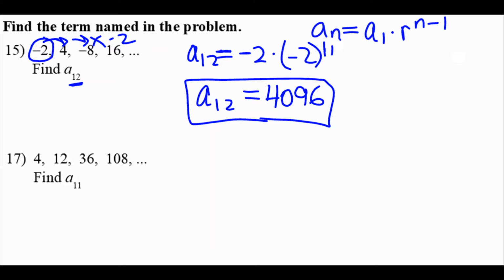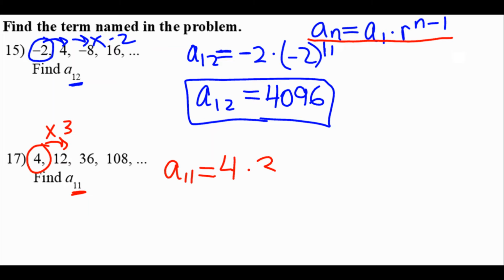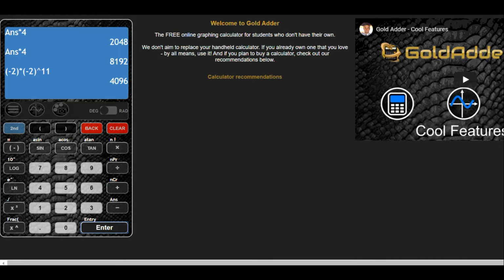So then the next one, remember, we're using this formula for explicit. We want to find the 11th term, so that means n equals 11. So A11 equals the first term, 4, times, okay, looks like we're multiplying by 3 here, so times 3 to the n minus 1. Well, 11 minus 1 is 10. So that's what I'm going to do, 4 times 3 to the 10th power.